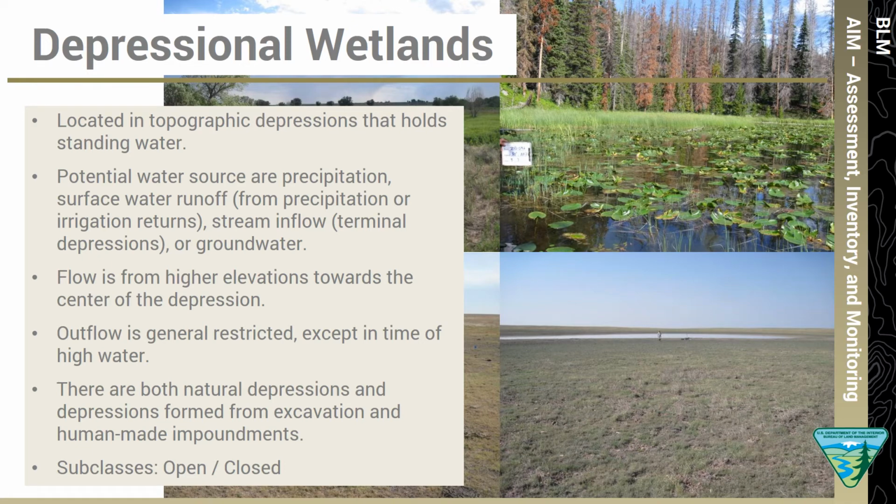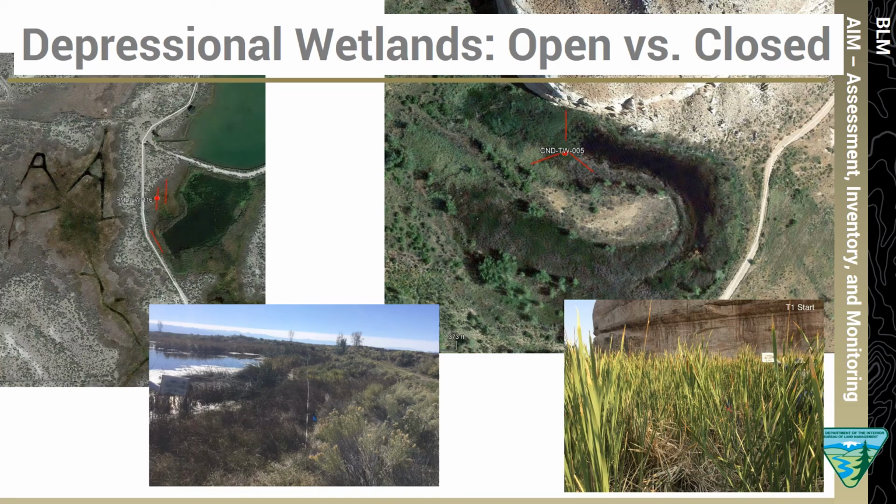There are two types of depressional subclasses, open and closed. Open depressions are connected to other wetlands or water bodies through some form of channelized flow. In the photo on the left, the depressional wetland was connected to other wetlands in the small pond through culverts under the road. The photo on the right is a closed depression formed in an abandoned oxbow, now located far from the active river channel.